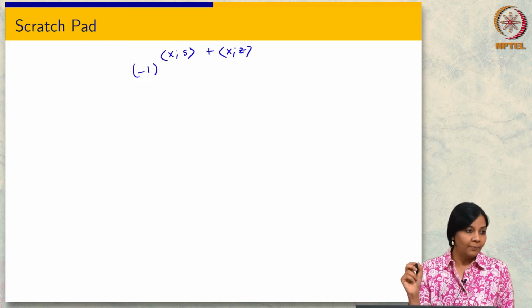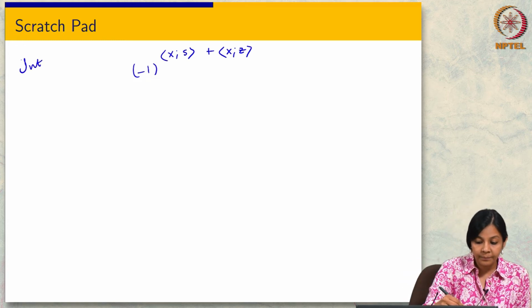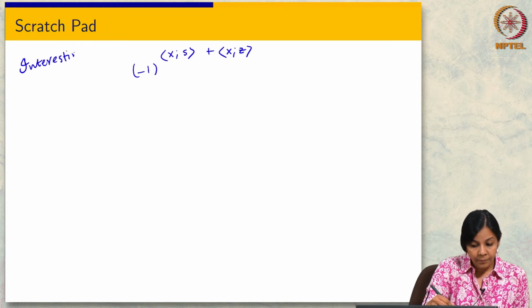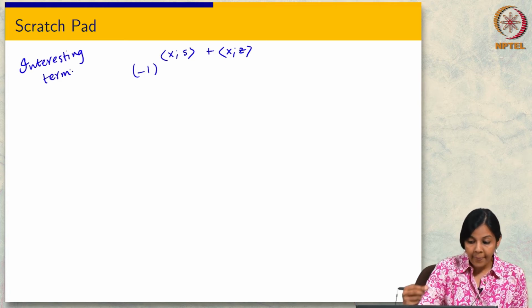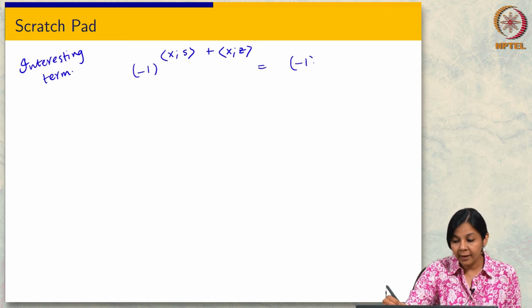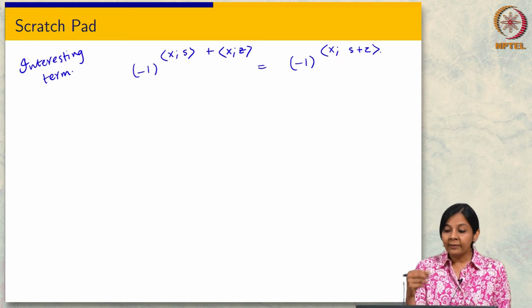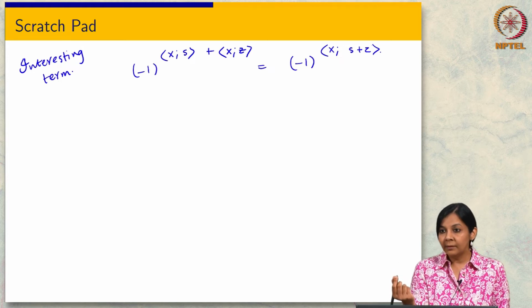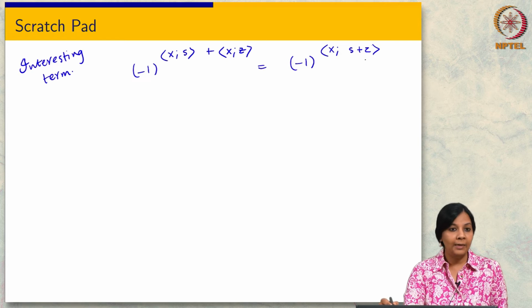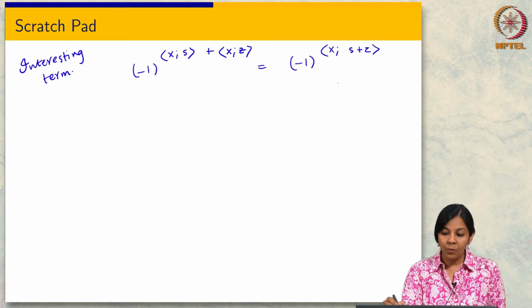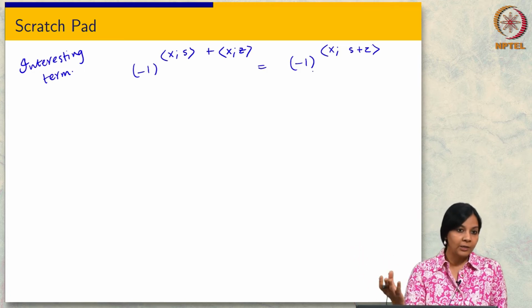This is the term that I am interested in, so this is my interesting term. Of course I can write it as x inner product s plus z. Staring at this term gives me the answer. Because this is an inner product mod 2, when z is equal to s, then obviously I get this inner product to be 0, and this leads me to a simplification.